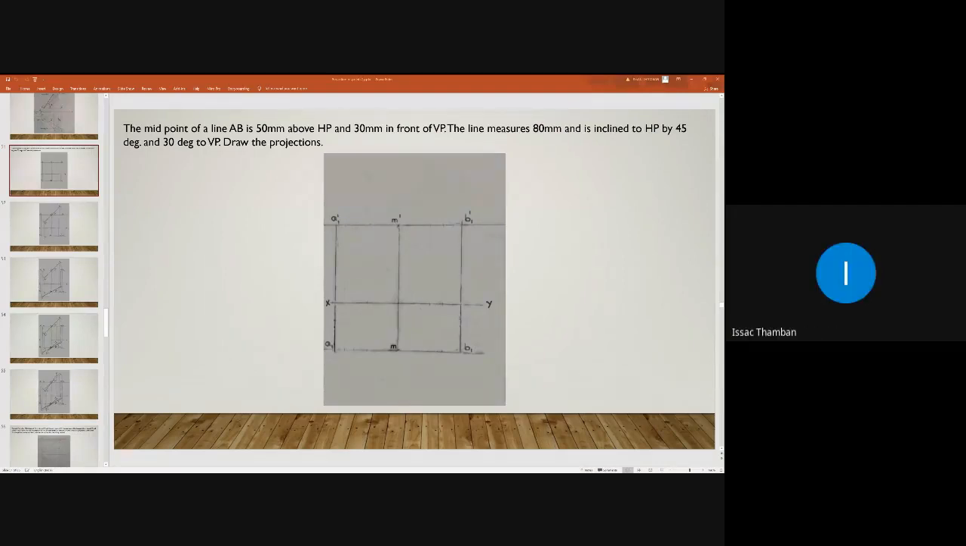Yes, sir. Okay, so here we have a midpoint problem. The midpoint of line AB is 50 mm above ST and 30 mm in front of it. The true length is given. Inclinations are also given. We have to draw the projections. So I am presenting my 3D window.